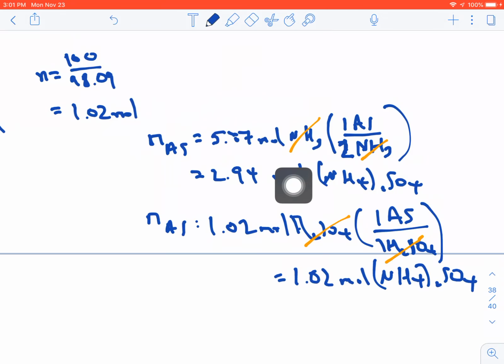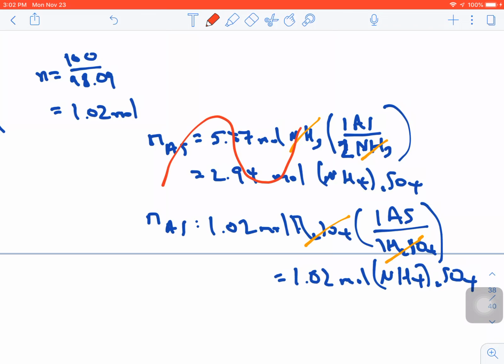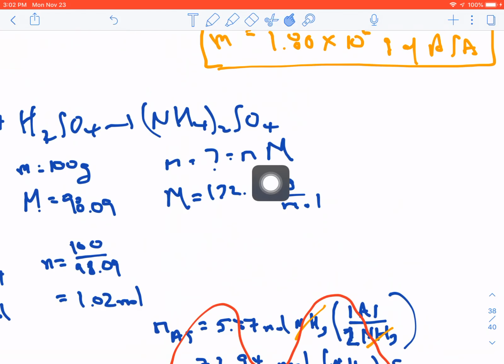So the NH3s, I've got enough to make almost 3 moles of product. But the H2SO4s, I only have enough to make 1 mole of product. This one's going to run out first, so this is the one that tells me how much product I can make. All right, so again, I'm going to scratch out the one that I don't need, right? And I'm going to stick with the one that I know here, 1.02 moles. So now that I know the number of moles, and I know the molar mass, I can calculate my mass.